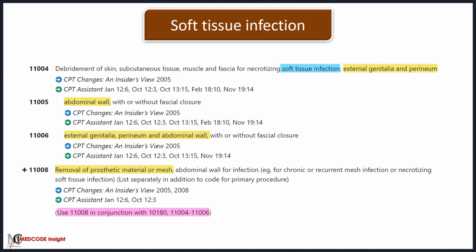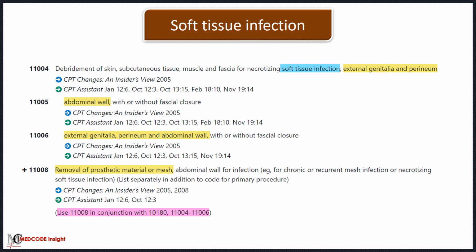Codes 11,004 to 11,006 are used for debridement of soft tissue infections and are based on the location. 11,004 is for extragenitalia and perineum. 11,005 is for abdominal wall. In 11,006, there are all three locations mentioned above: extragenitalia, perineum, and abdominal wall.